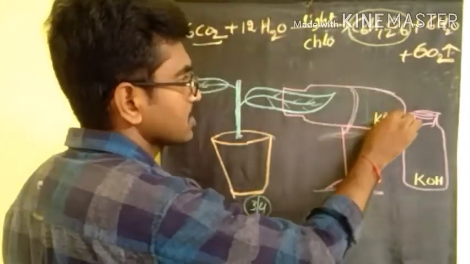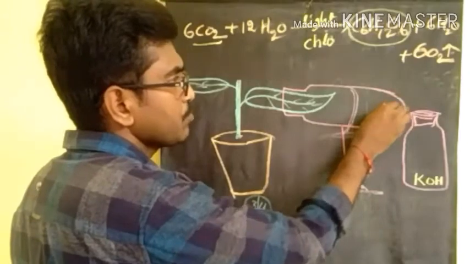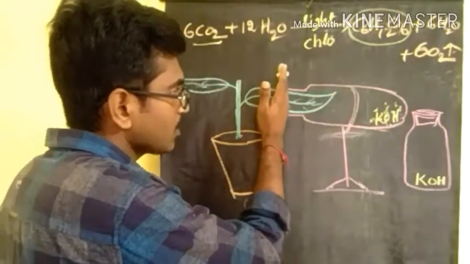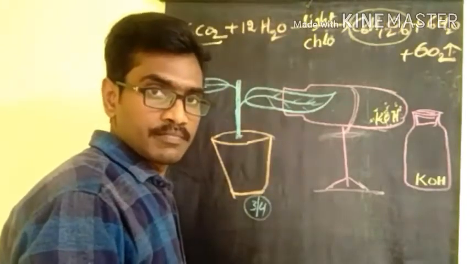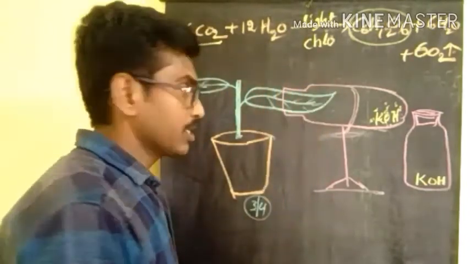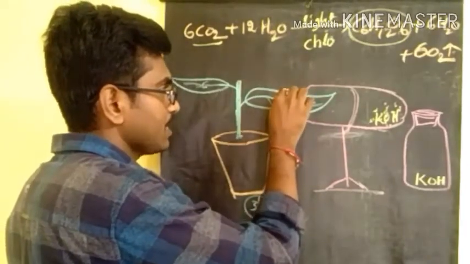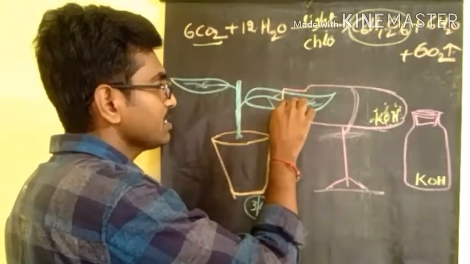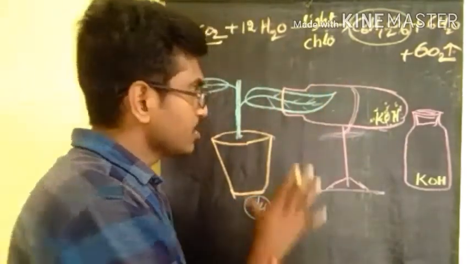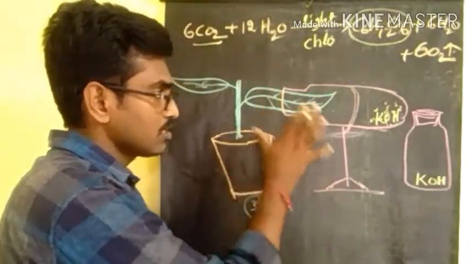Here, KOH, potassium hydroxide solution, we have taken to remove the carbon dioxide which is present in the bottle. We have to insert only half of the leaf into the bottle. Half of the leaf should be outside, half inside the bottle. Then at the rim, we have to apply Vaseline to prevent further entry of air into the bottle. Like this we have to arrange all the apparatus.